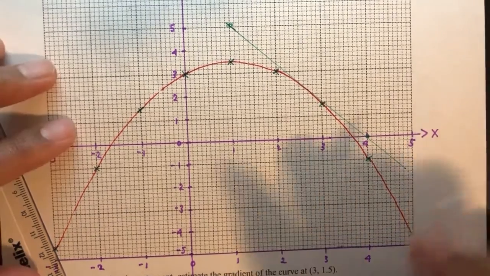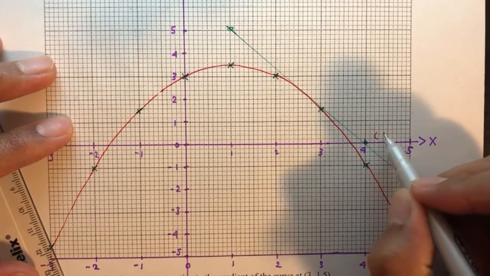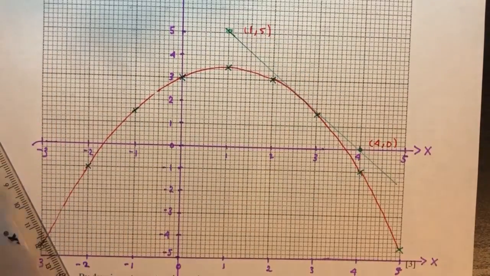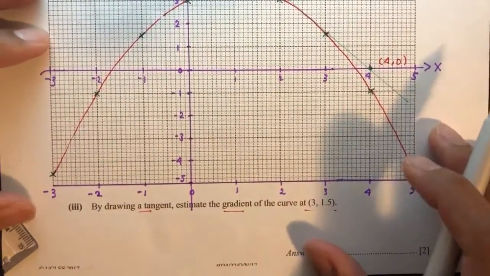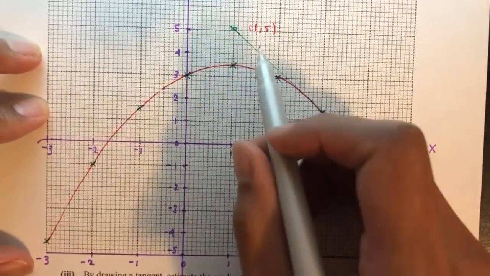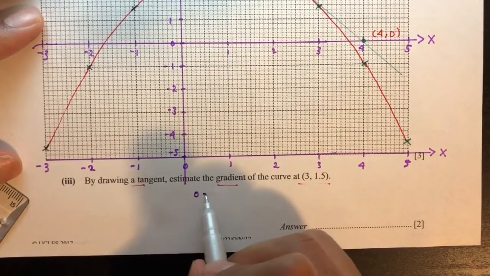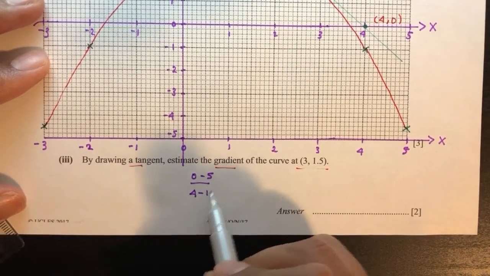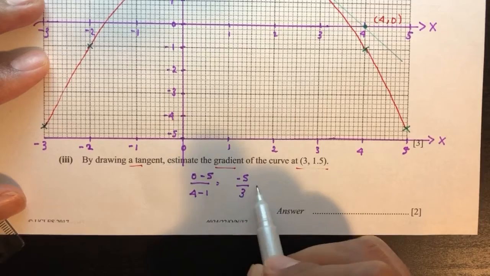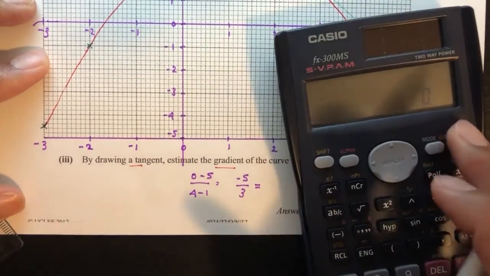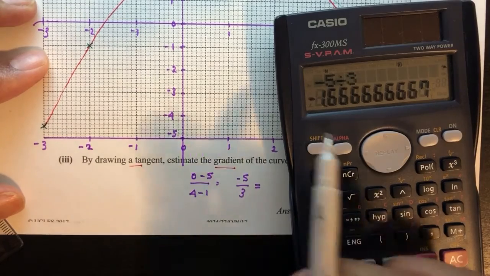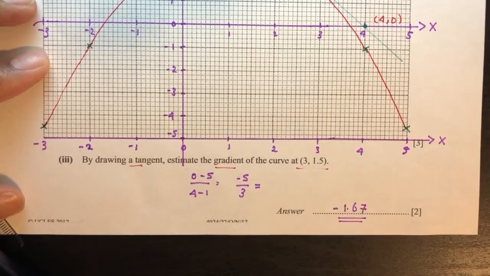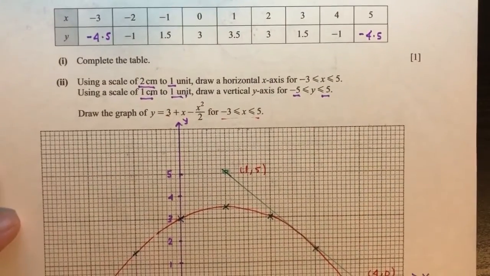So here we have 2 points. The first point is 4, 0. And this is 1, 5. Now let's estimate the gradient, which is y2 minus y1 over x2 minus x1. That will be 0 minus 5 divided by 4 minus 1. That will be minus 5 over 3, which will be your gradient. So let's find the value: minus 5 divided by 3 will be minus 1.67. Okay, so that will be question part A.